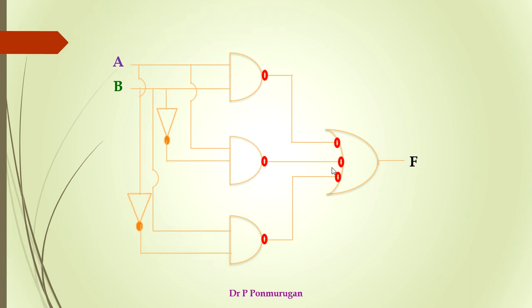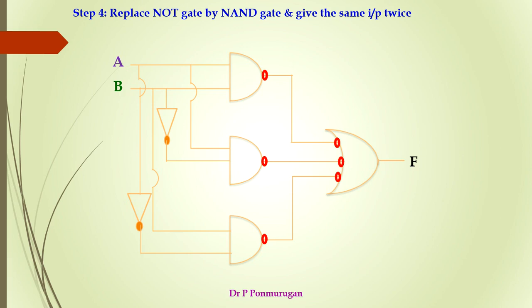So next, step 4 is replace NOT gate by NAND gate and give the same input twice. So here we have two NOT gates and these have to be replaced by NAND gates, and the same input has to be given twice to that gate. So this is how we replace NOT gate by NAND gate, and we give the same input twice.